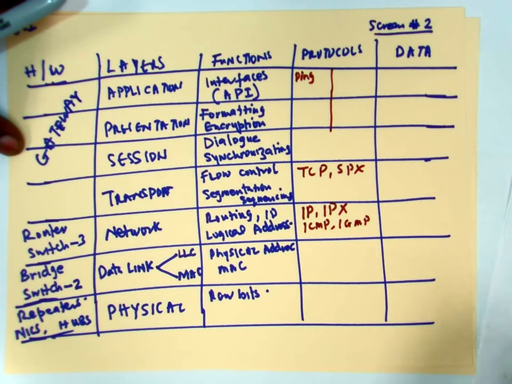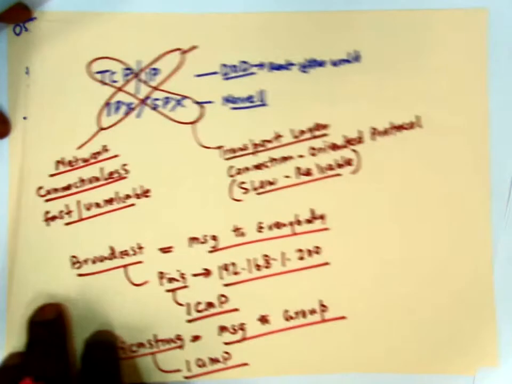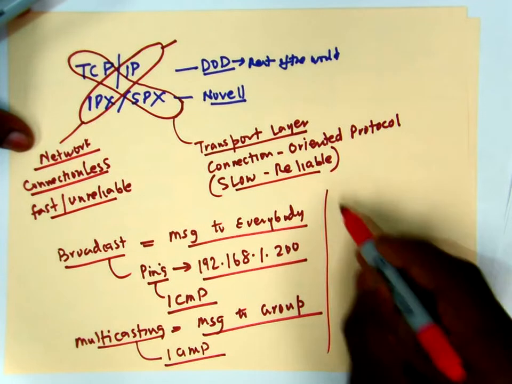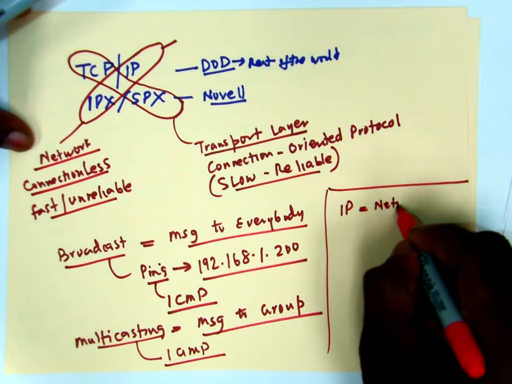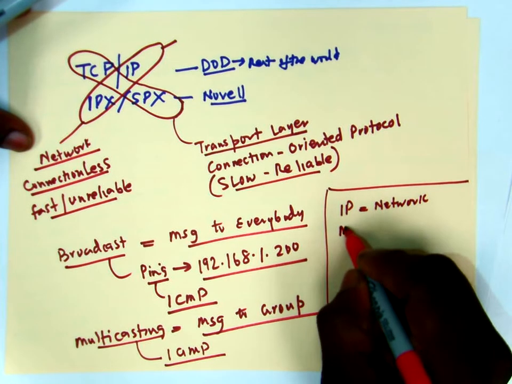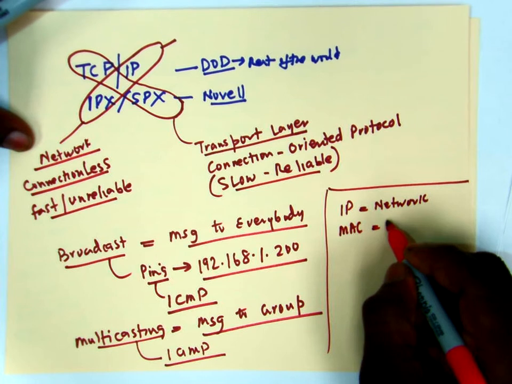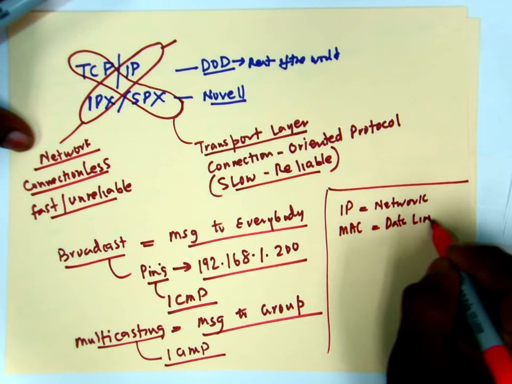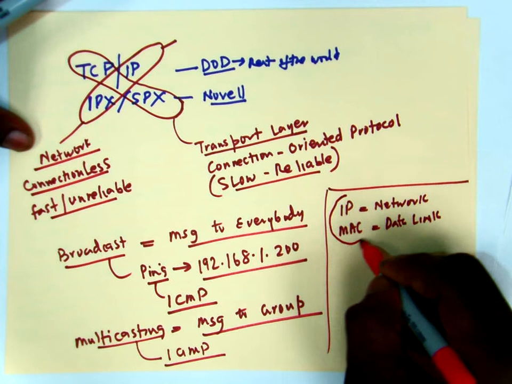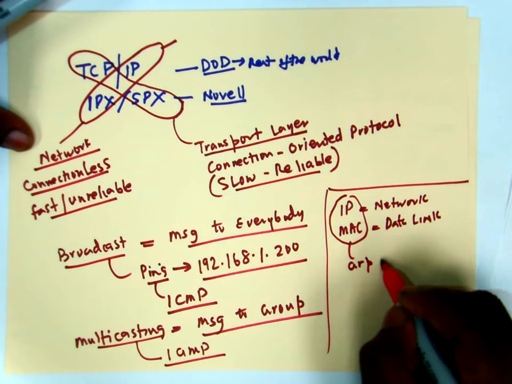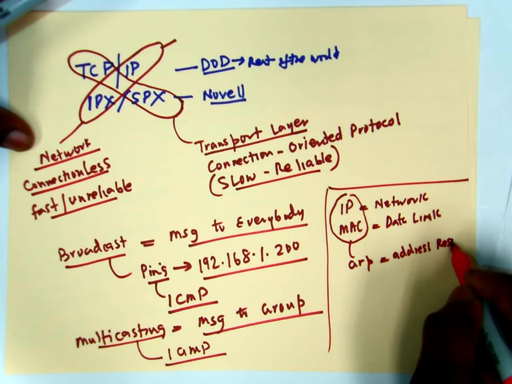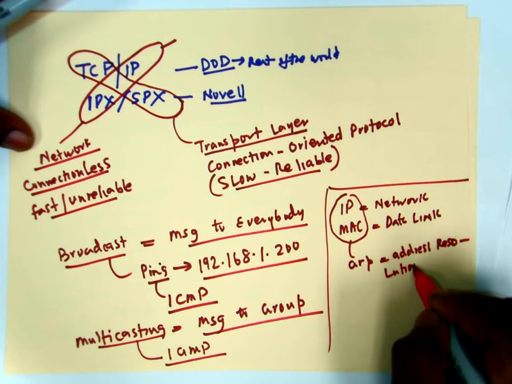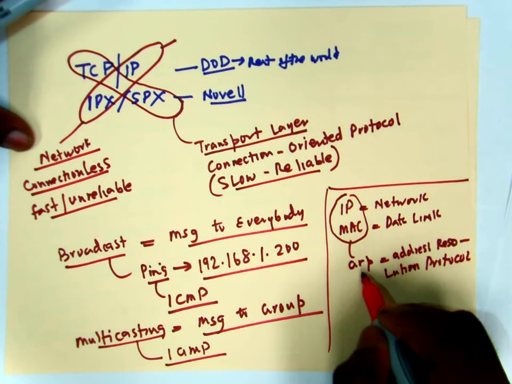Then there's something now which we use to resolve IP. We have the IP in the network layer. We have the MAC in the data link layer. So there's something that can match them. It's called ARP, Address Resolution Protocol. So we're going to do ARP.